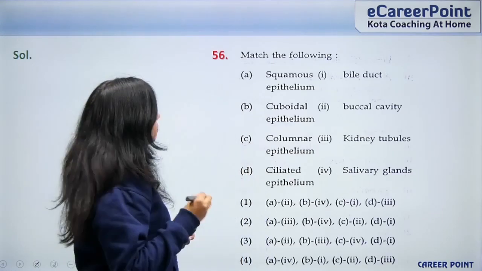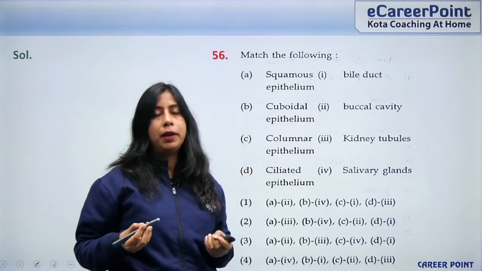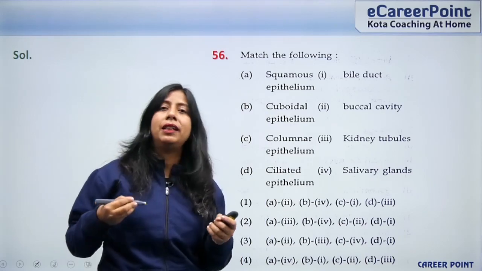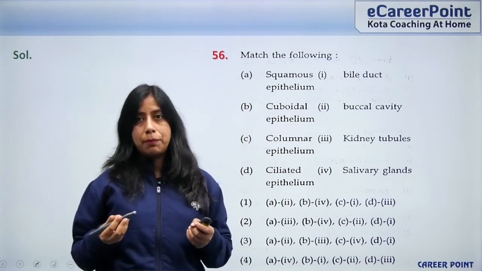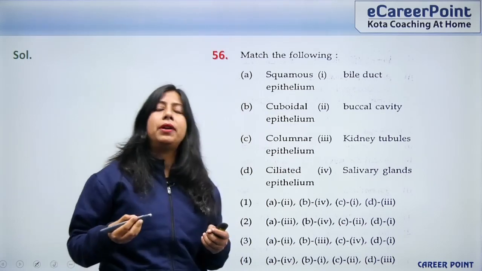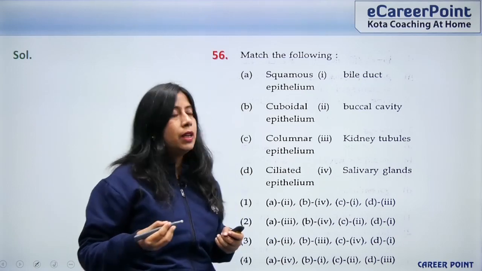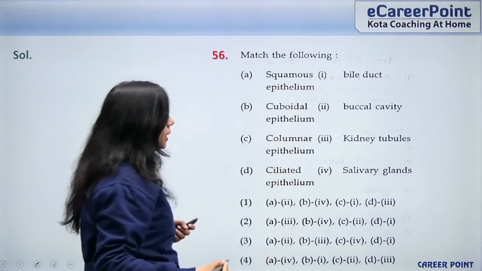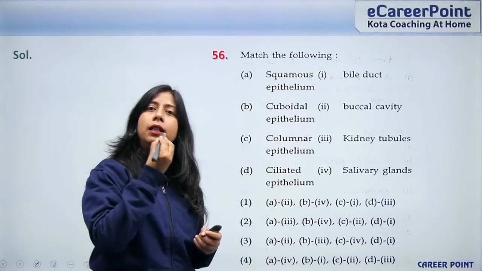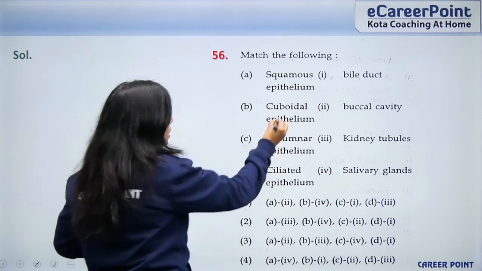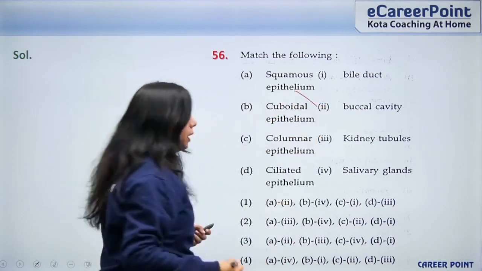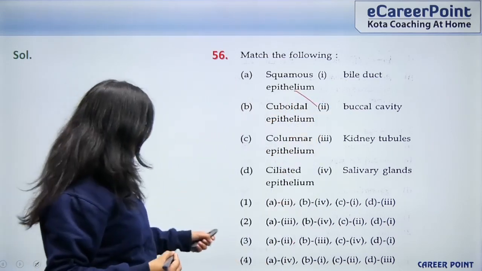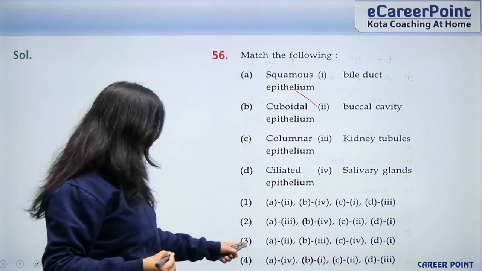Next question, another match the following. On one side there are epithelial tissues, various types of them, and where they are present in our body. So we have to match again. If we see squamous epithelium, it is present in the lining of the buccal cavity. So A will be 2. But if we see the options in answers, A2 is first and 3.